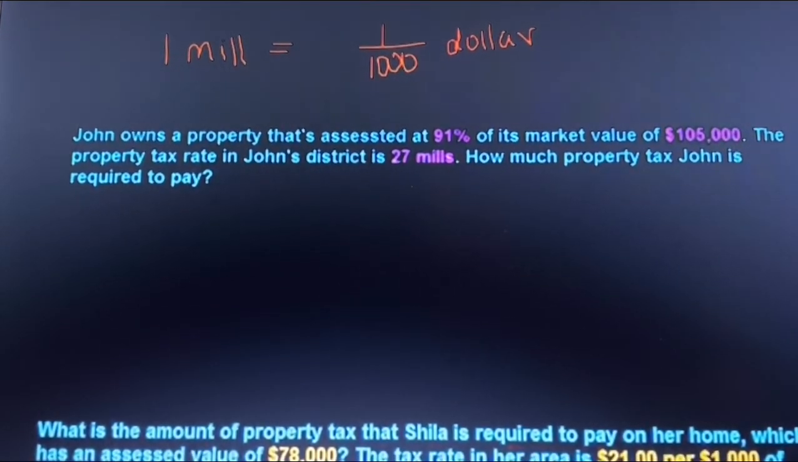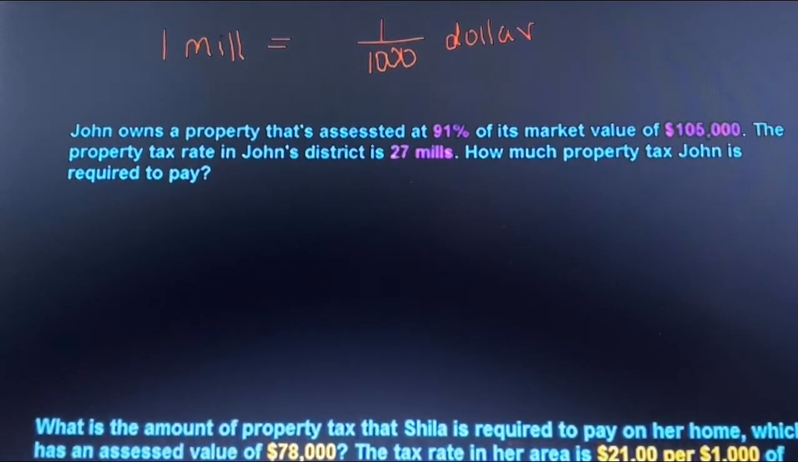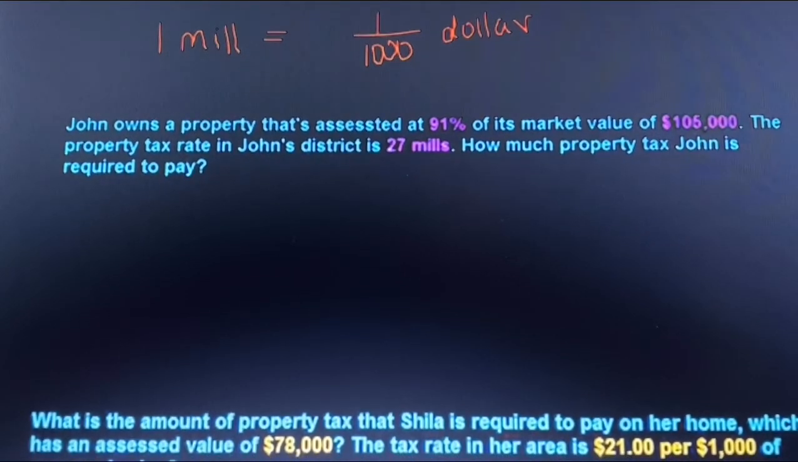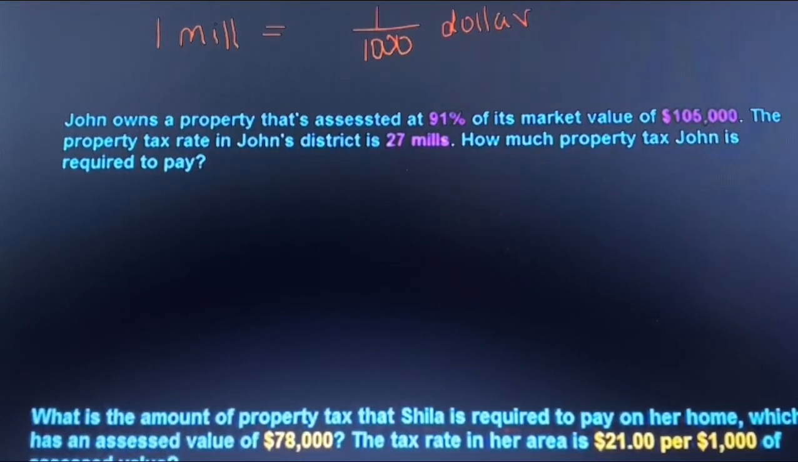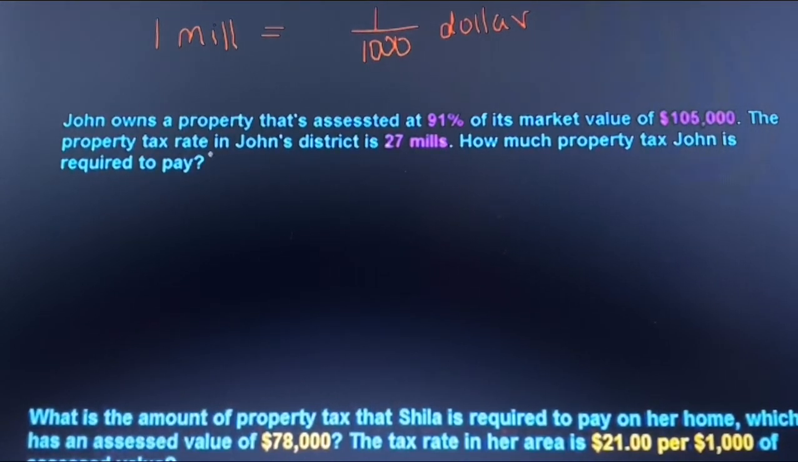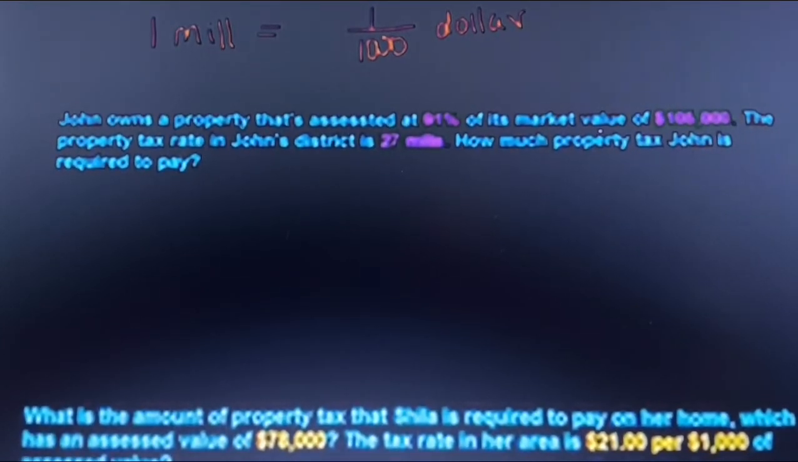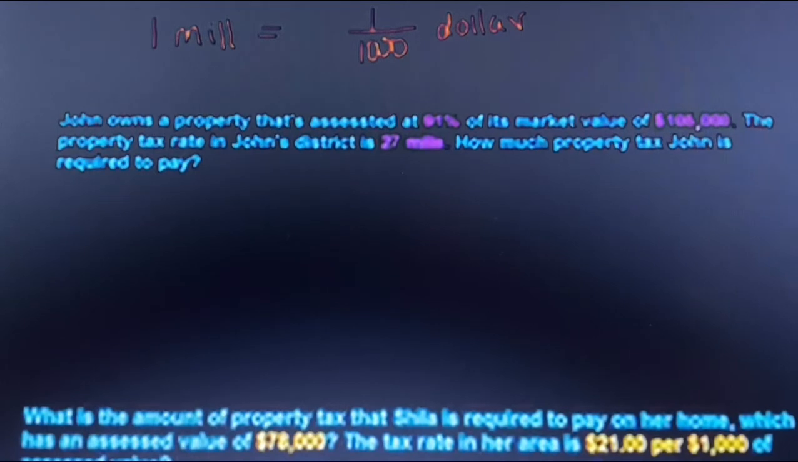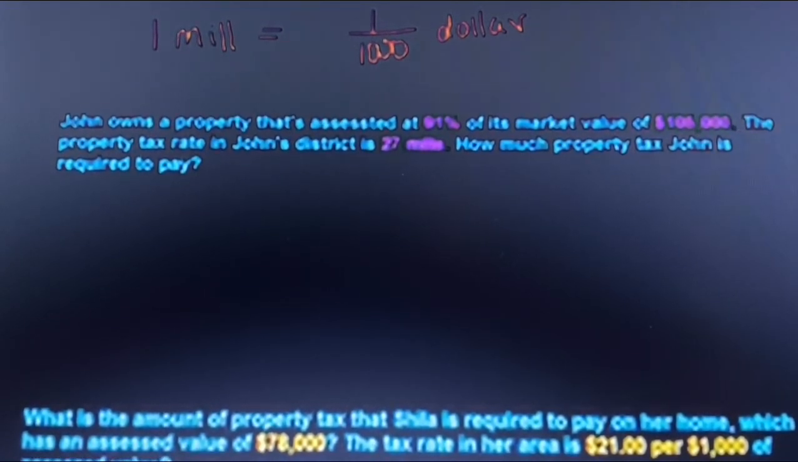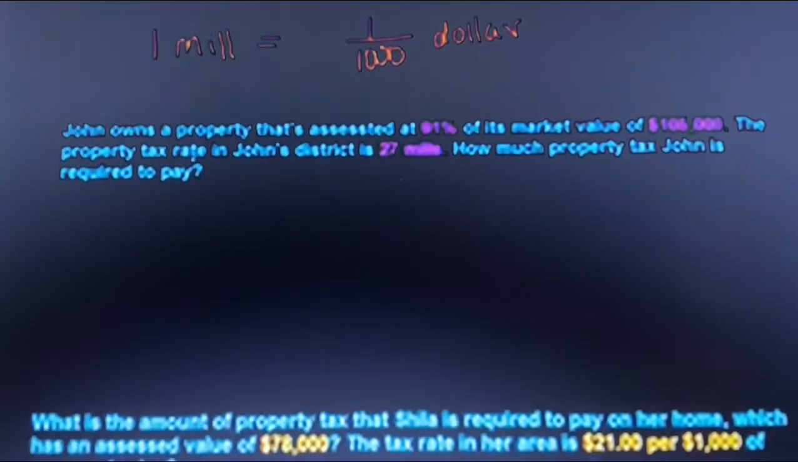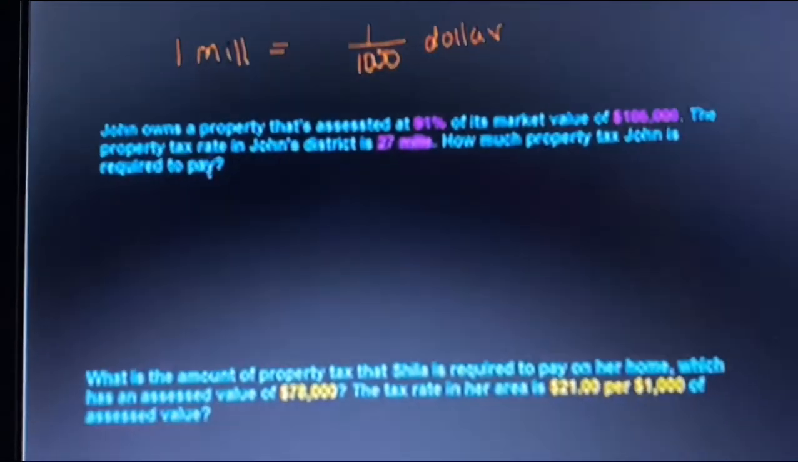Now let's do the two examples that we have on the screen to see how we would use the information given to find out the property tax. The first question: John owns a property that's assessed at 91% of its market value, and the market value is $105,000. The property tax rate in John's district is 27 mills. Notice that tax rate means how much tax they are required to pay in mills. How much property tax is John required to pay?